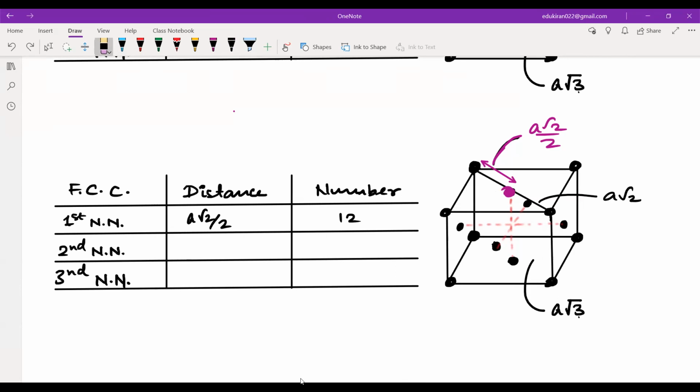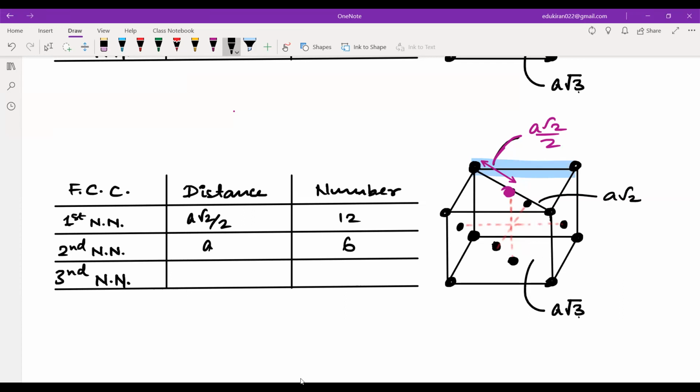Second, what will be the second nearest neighbor? Tell me. The second nearest neighbor will be again this a distance, right? Because after this we have a root 2, which is away. Sorry, a root 2 is more than a. So second will be a, and the number will be 6, right? Whenever you have a, there will be 6. Is that right?